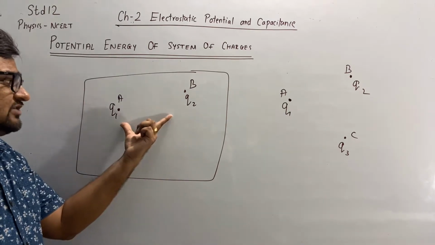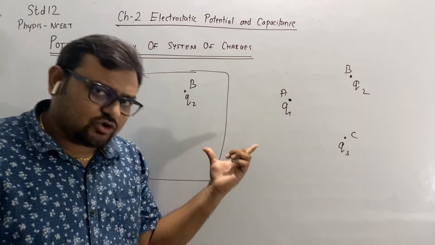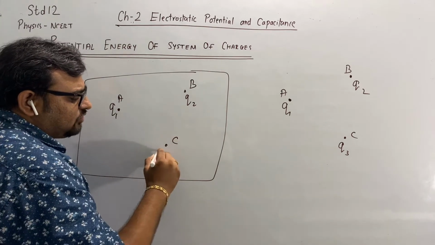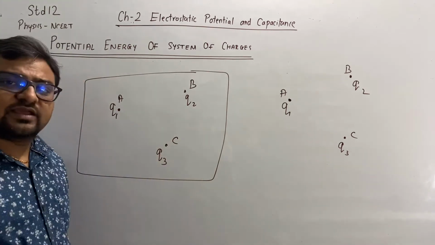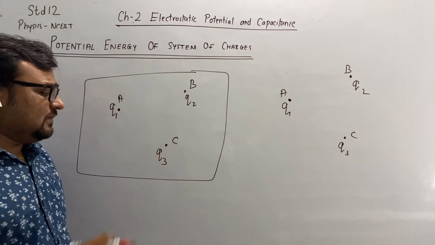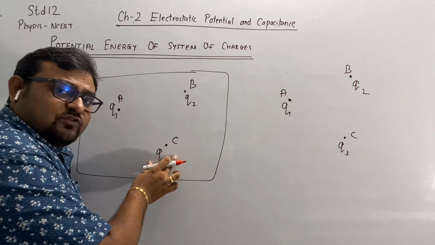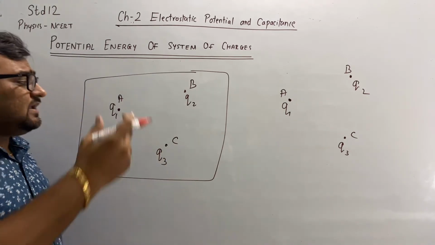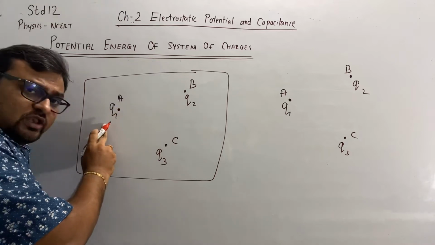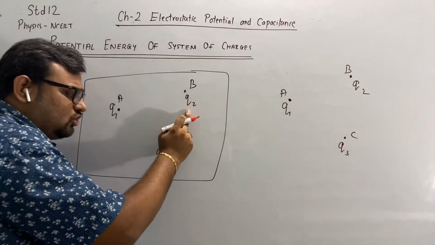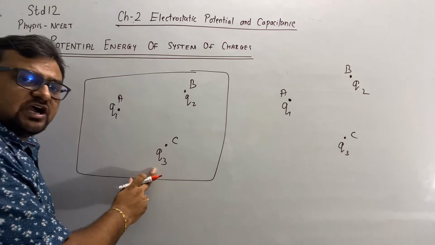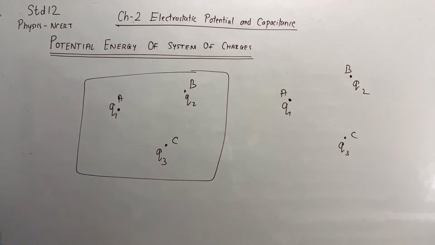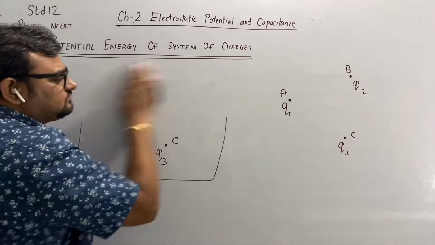So the total potential energy will be equal to U1 plus U2. Now bringing a third charge from infinity to a point C, this will be the work done in bringing the charge, and it will be stored in the form of potential energy. So the total potential energy will be equal to work done in bringing charge Q1 plus work done in bringing charge Q2 plus work done in bringing charge Q3. Clear? So let's start with this derivation.